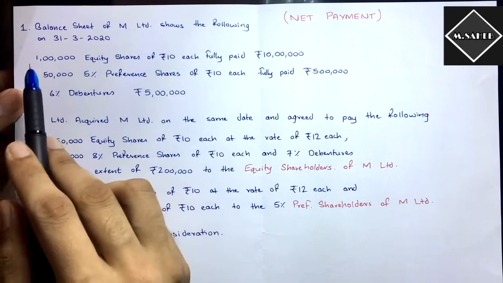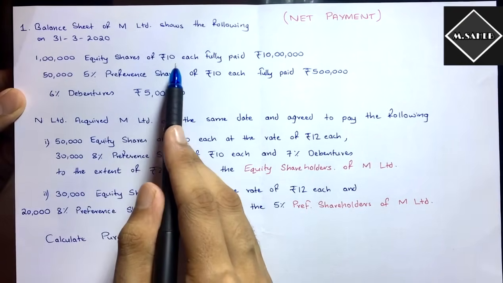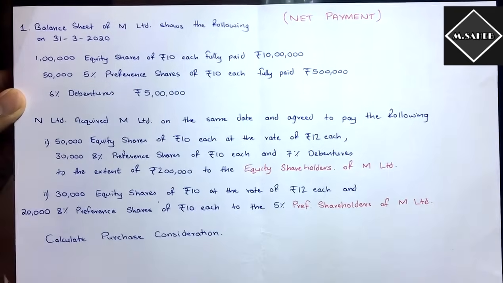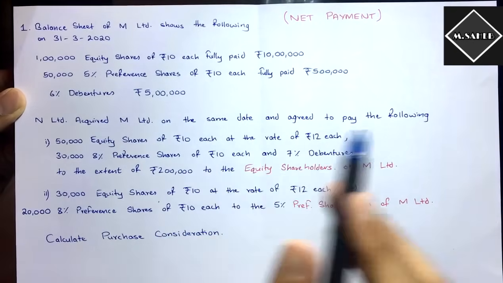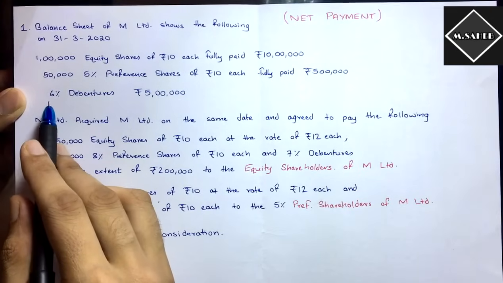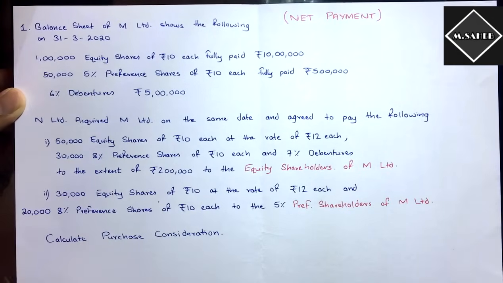The capital, see here, 1 lakh equity shares of rupees 10 each, fully paid, 10 lakh, and then 50,000 5% preference shares of rupees 10 each, fully paid, 5 lakh, and then they have also given us debentures, 6% debentures, 5 lakh, right?